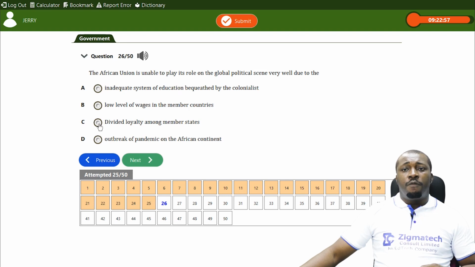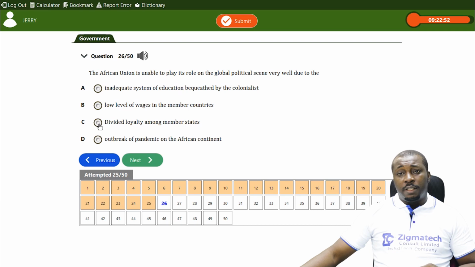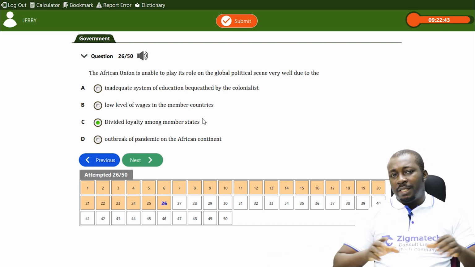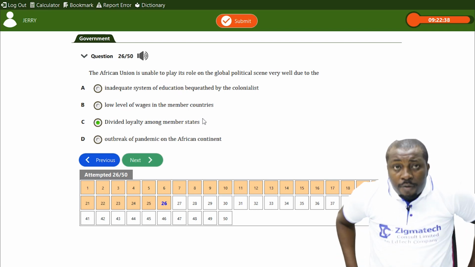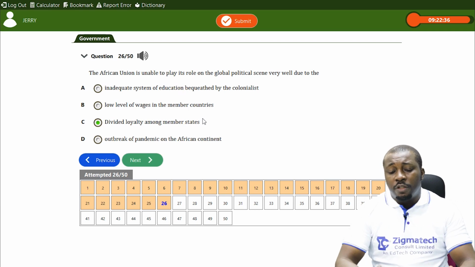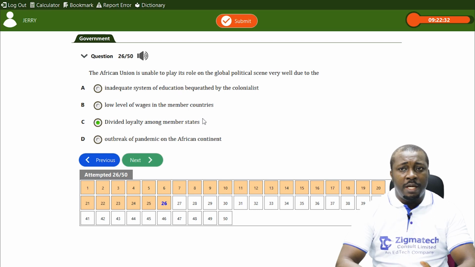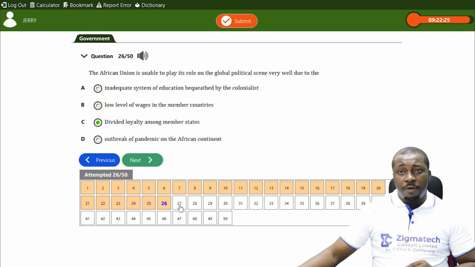But the problem of African Union, which cuts across most or all the international organizations, is divided loyalty among member states. Why? This is because member states of African Union belong to other international organizations, and some of them are committed more to other international organizations because of their roles in this international organization. So there is this divided loyalty among member states. So it's one of the major problems of African Union.